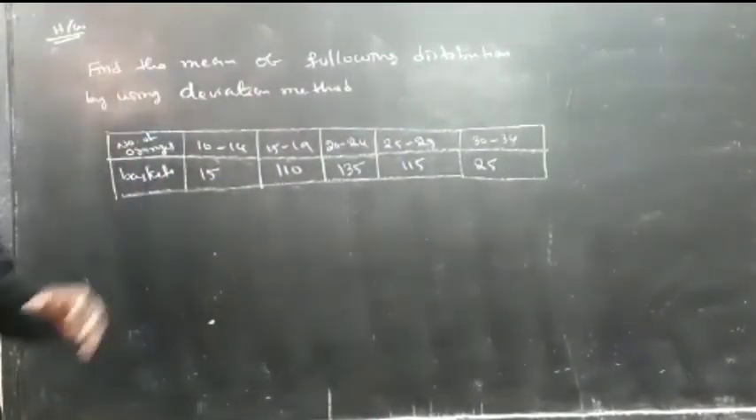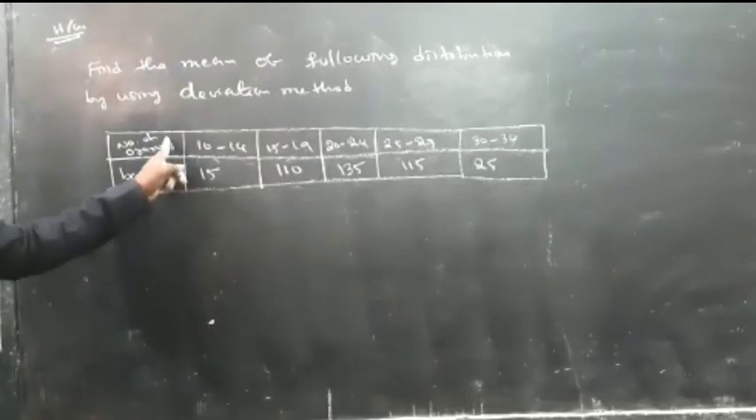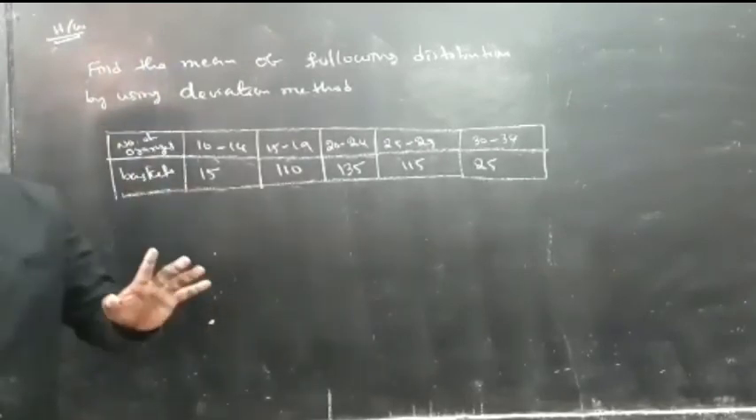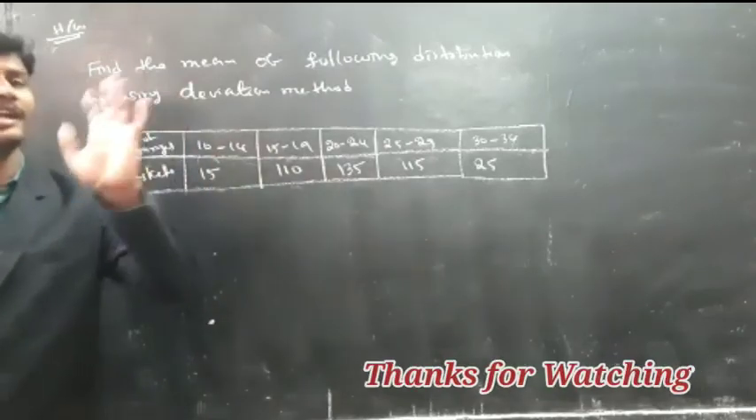Find the mean of the following distribution: number of oranges and number of baskets. You have to find the mean of this table by using the deviation method.